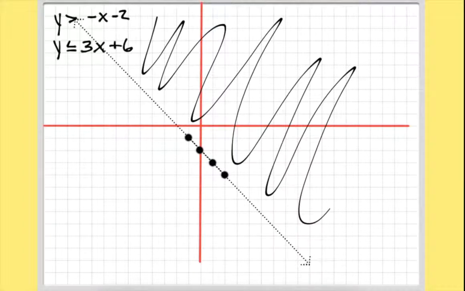Y is less than or equal to 3x plus 6. So again, we graph it as if it were equals, and since it's a less than or equal to, we're using a solid line. We see that our y-intercept is at 6, and our slope is positive 3. So it's going up 3 for every one that it goes over, or if we go down 3, we can go back 1, so we have a nice uphill line as we go from left to right. And so we graph our equation.